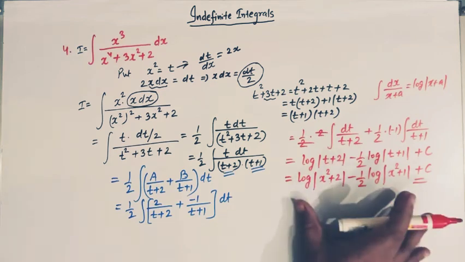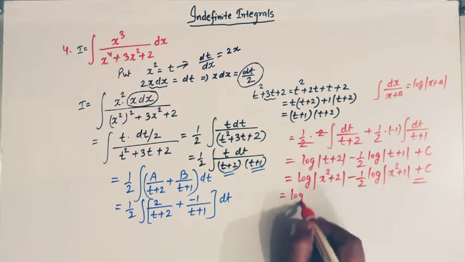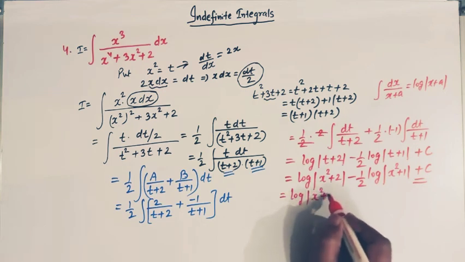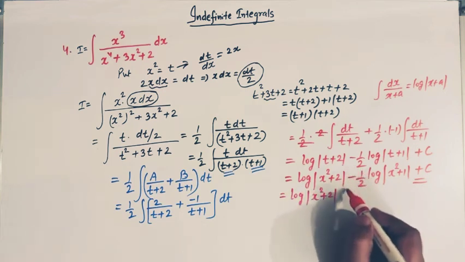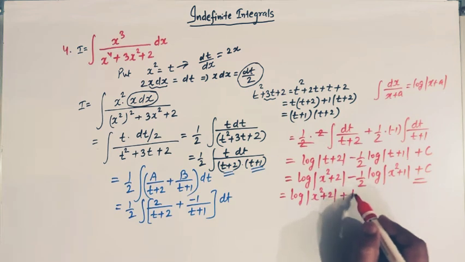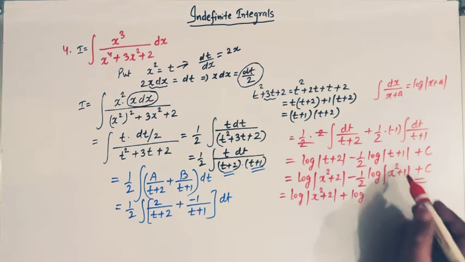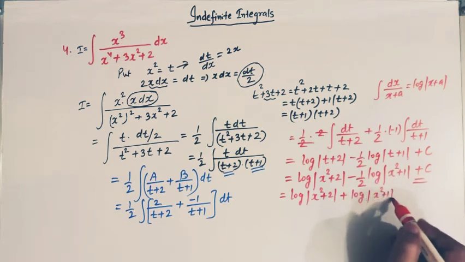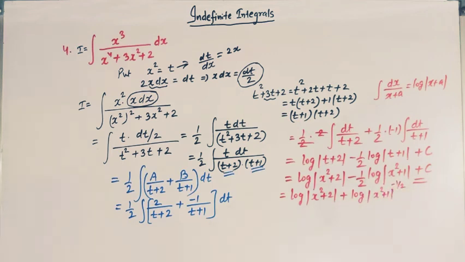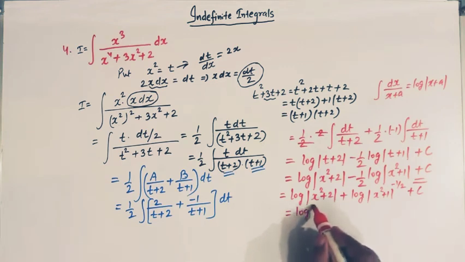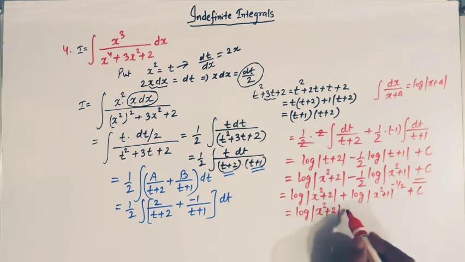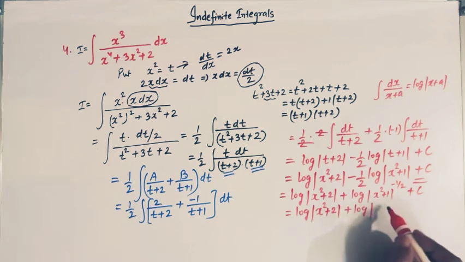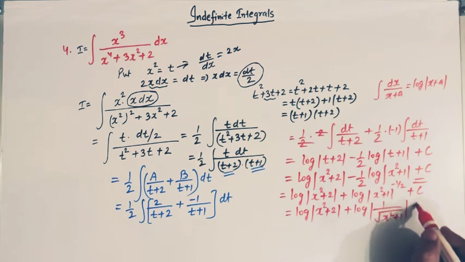We can also express this result as log of x square plus 2, and this minus half can be written as the power of x square plus 1, so we can write x square plus 1 raised to minus half, plus c. So this can be written as log of x square plus 2, and we can write log of 1 over square root of x square plus 1, plus c.